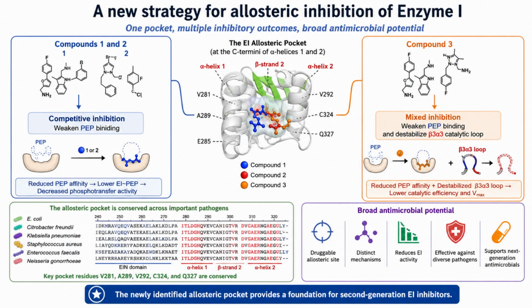Together, these results identify a remote allosteric pocket on enzyme 1 and show that binding at this site can inhibit catalysis through distinct mechanisms. This newly identified pocket provides a foundation for developing second-generation allosteric inhibitors of bacterial enzyme 1.